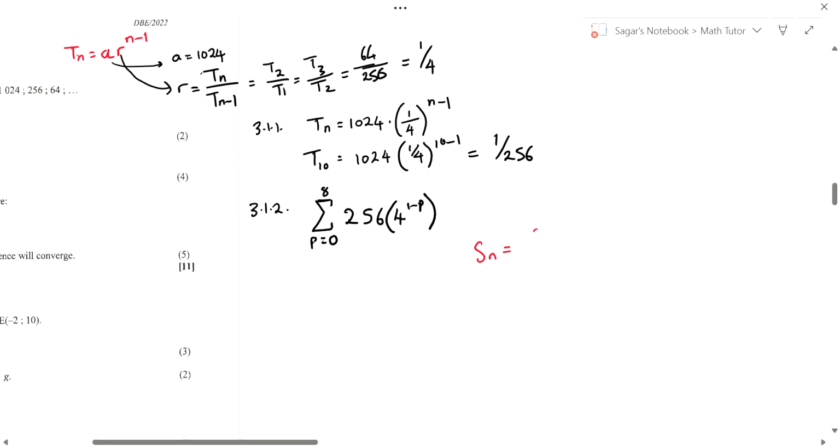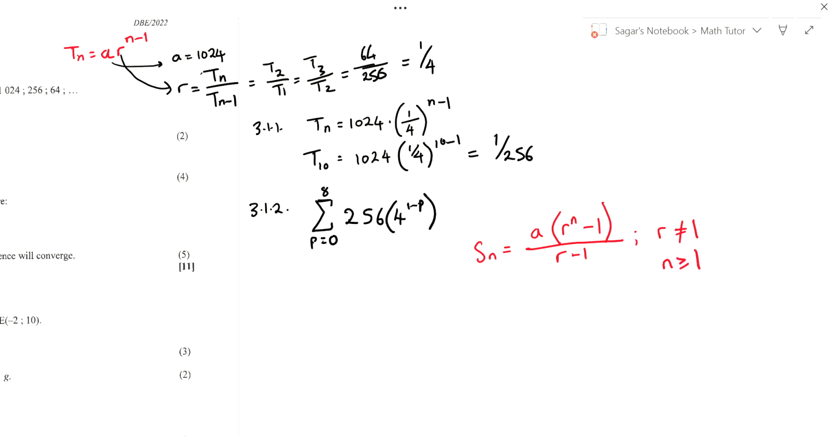Sn is equal to A open brackets R to the n minus 1 close brackets all over R minus 1. This is only valid for R not equal to 1 and n greater than or equal to 1. So if I put in 8 or 9 or 10, this summation will only run from 1 to 8 or to 9 or to 10. It does not run from 0.